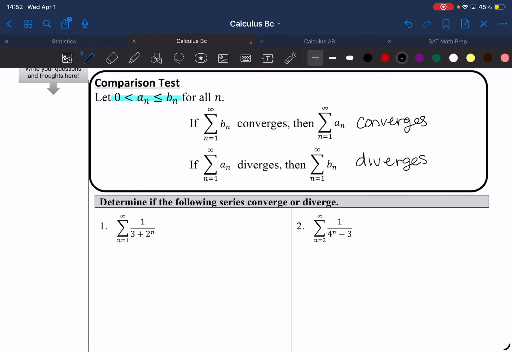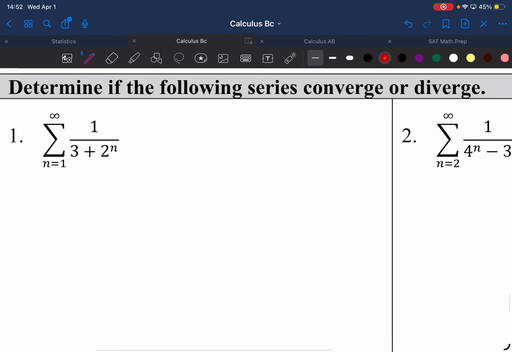power. This entire thing here is a sub n. The comparison test is all about whether we can find some other series, b sub n, that is similar to the summation that we're looking at. If we can prove that that series converges or diverges, then we can also imply that the a sub n series converges or diverges.